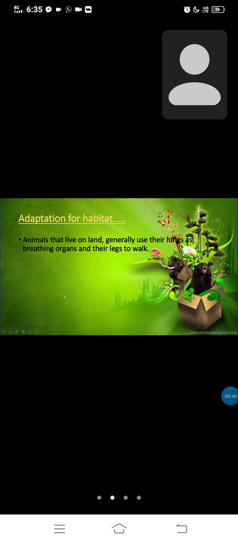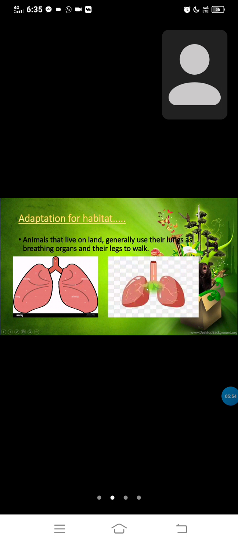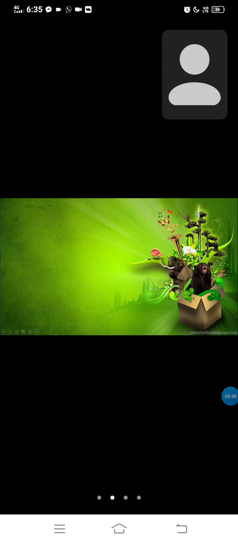Animals that live on land generally use their lungs as breathing organs and their legs to walk. Here you can see this is the lung of a snake and this is the lung of an elephant. Next, we are going to learn about snakes. Snakes live on land but they do not have legs. They can crawl with the help of their scales. Here you can see this is the scale of a snake.